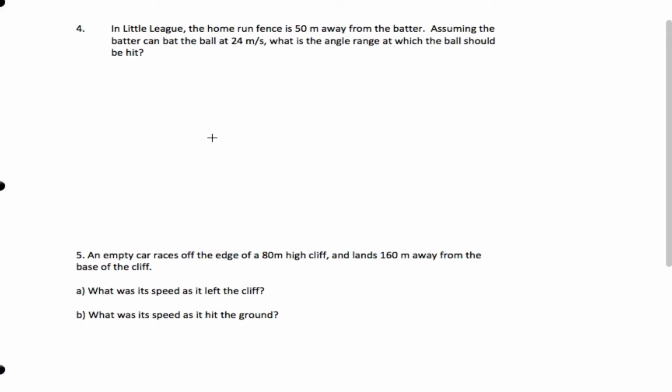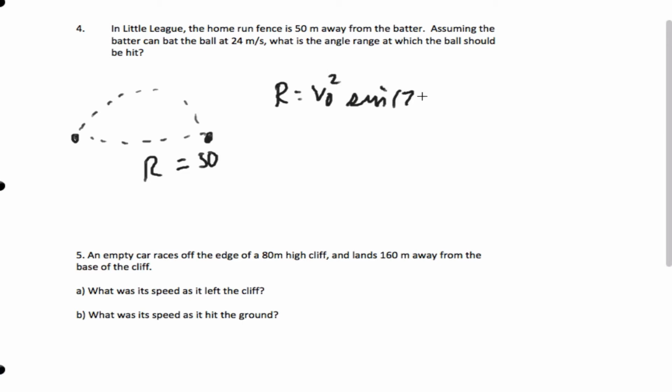All right. Once again, problem number 4. We have a ball that's fired and it lands at the same height that it's fired at. So we can actually go ahead and use our range formula. So our range is 50 meters. So I'm going to use range equals v naught squared sine of 2 theta divided by g.